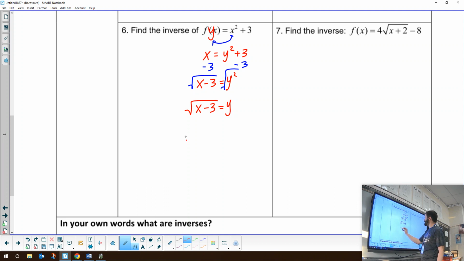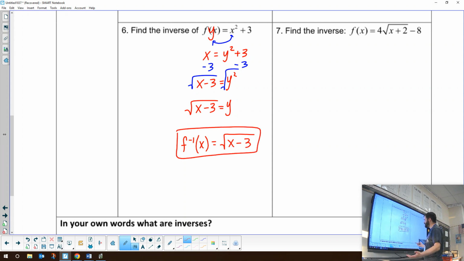Then we can rewrite it with our f to the negative 1 of x equals the square root of x minus 3, and then bam, there you have it. And once again, notice how everything is backwards. I was adding 3 on the outside, now I'm minusing 3 on the inside. I was squaring, now I'm square rooting. So that's how you find an inverse starting with an equation.